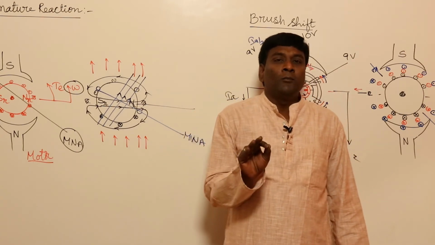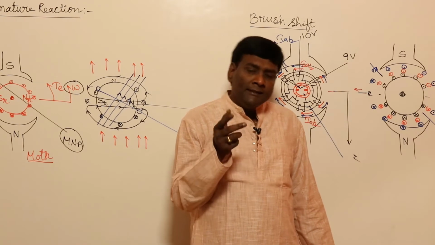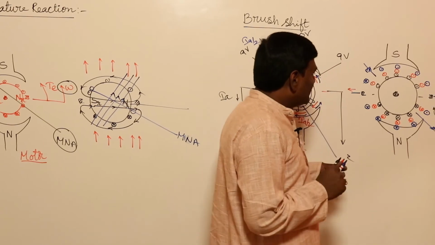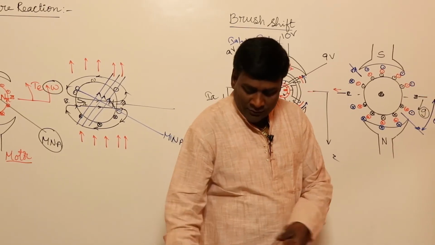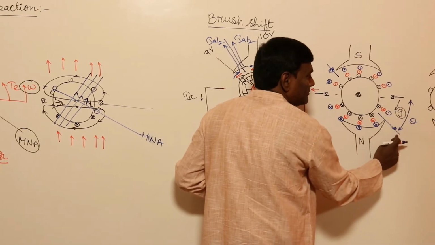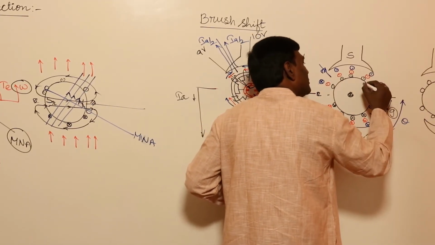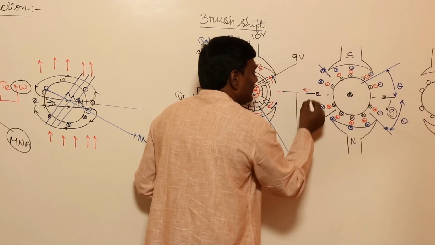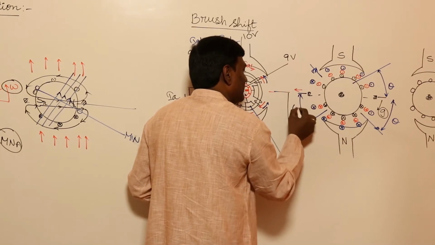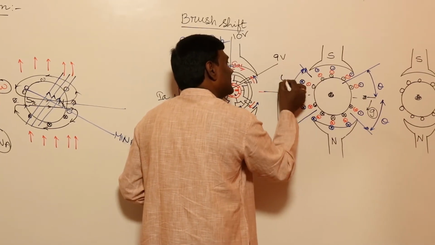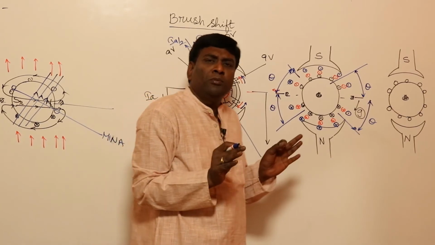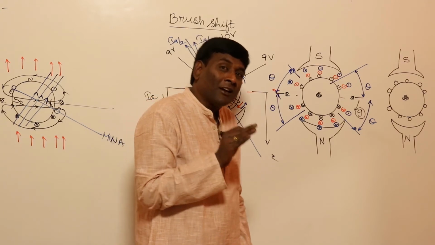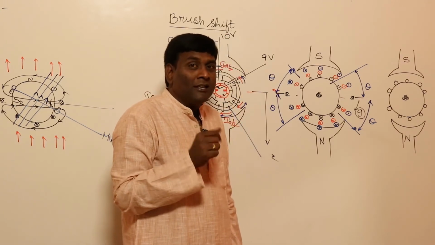But if you use brush shift, then demagnetization can happen. Let us see how. Let us think it is shifted by theta. Let me take in this direction also theta. Just wait, you will come to know. This is anyway the brush shift axis theta. Now try to apply the simple right hand thumb rule. How many ampere turns are there for cross magnetization? How many ampere turns are there for demagnetization?